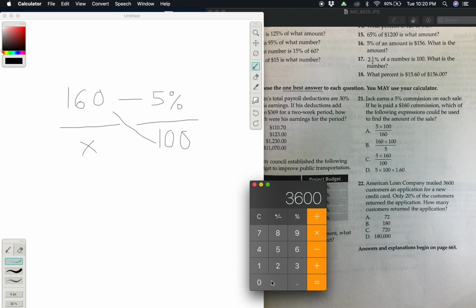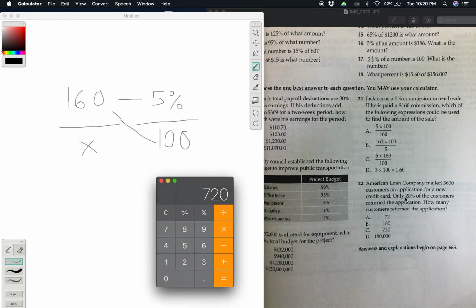3,600. And remember, change the 20% to a decimal number. So we multiply that times 0.2. We don't have to add a 0, but I will, because any 0 to the far right of the decimal point is meaningless. 720. So 720 is 20% of 3,600.